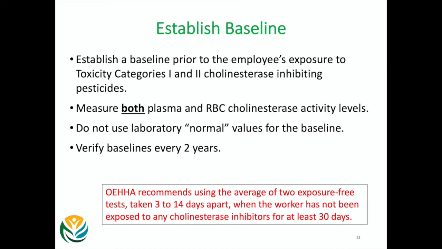Baselines should be established prior to the employee's handling of cholinesterase inhibiting pesticides. Both plasma and RBC cholinesterase activity levels should be measured. Due to inter-individual variability, laboratory normal values for the baseline should not be used. Baseline levels should be verified every 2 years.